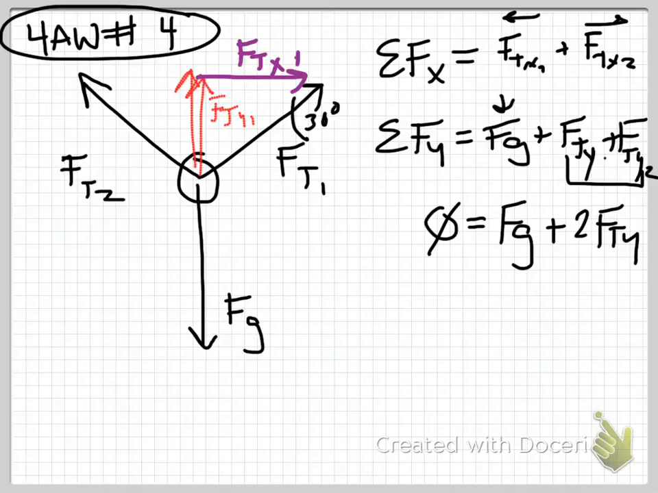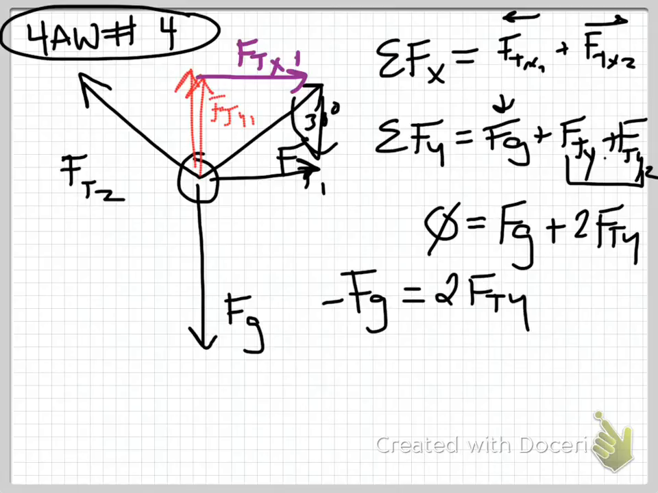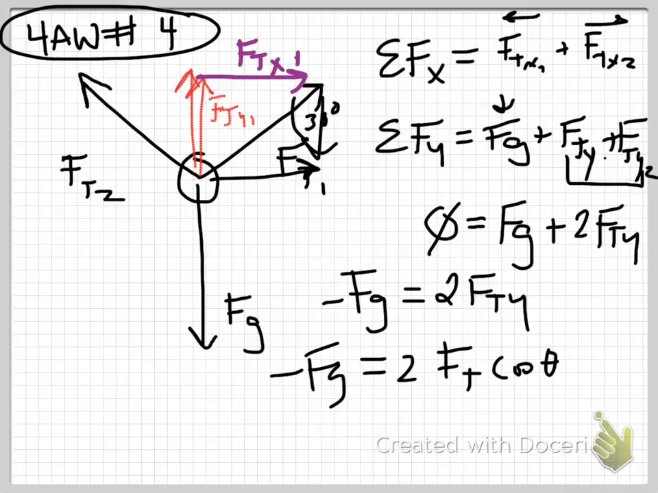So force of tension on the y is cosine. So negative f of g equals 2 f of ty, and f of ty is f of t cosine theta. So I have a feeling that your trig functions are a little bit misplaced somehow. And that gets you to your ability to solve for f of t.